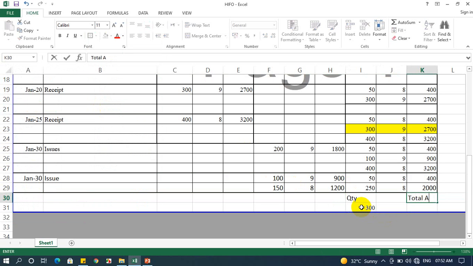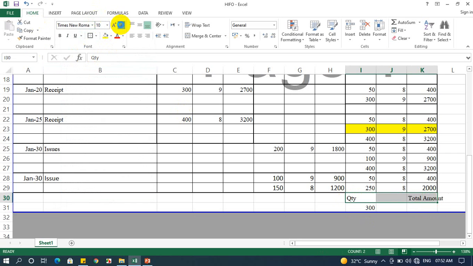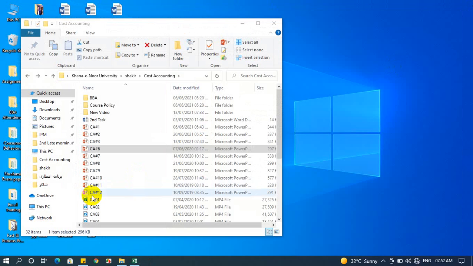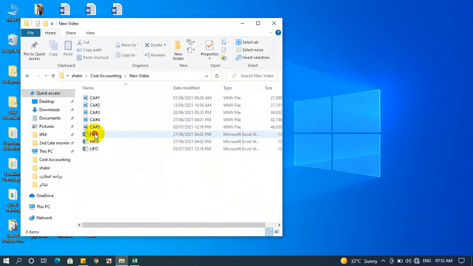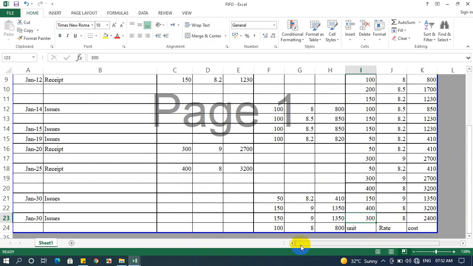So the total amount left is how much? Around 2000 plus 400, 2400, right? So this is what is left: 300 quantity with an amount of 2400. If we compare with the other method that we discussed in the last session, that is FIFO, FIFO is left with 300 units at 2400.